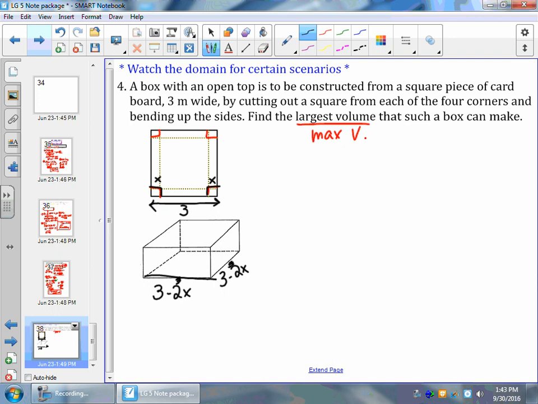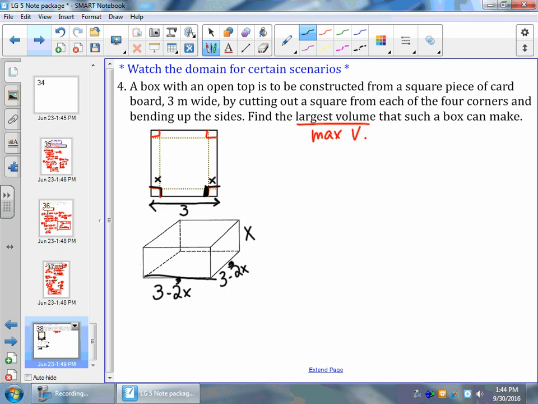Now, if I think logically about what the height of this box must be, well, if I'm cutting out this x and then I'm folding it up, that height must be x, right? So try and visualize, and if you cannot visualize it, take another piece of paper, not your notes, and rip off 4 corners and then fold it up, and you'll see that what you've ripped off actually becomes your height, which is kind of cool.